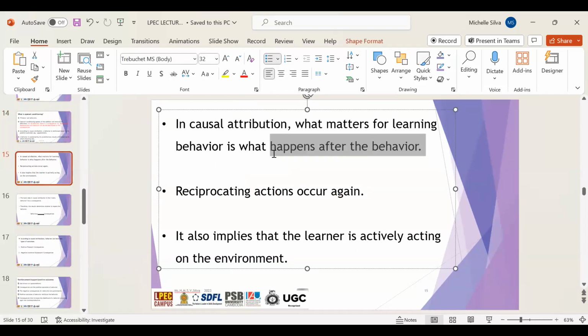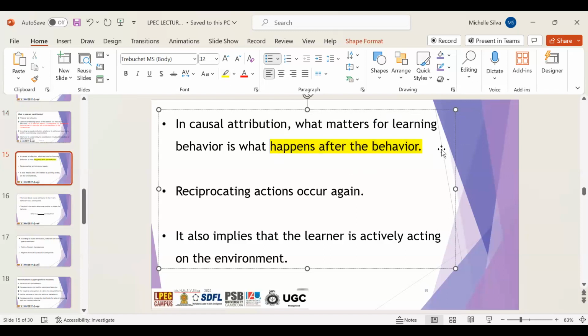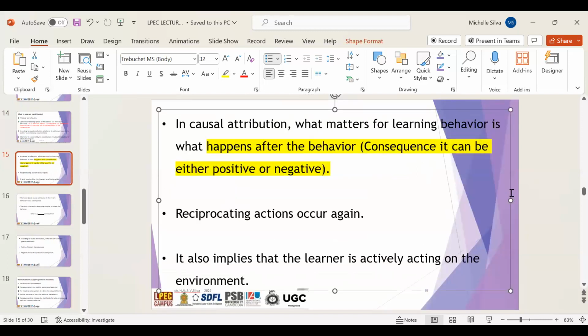So always we look at what happened after the behavior. Simply we can give a word for it: consequence. If something happens after the behavior, it is the consequence. The consequence can be either positive or negative. If the consequence is positive, then automatically we try to demonstrate that behavior. But if negative things happen after the behavior, we are not going to demonstrate it again.